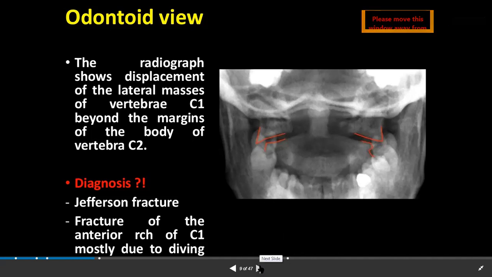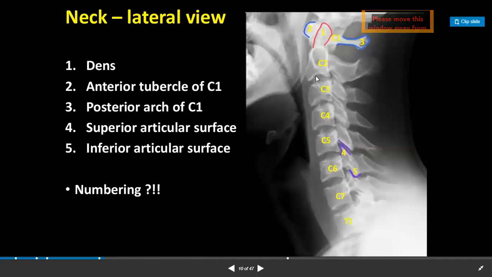Okay, deep sea diving. Now this is the lateral view of X-ray which we have in our lab also, which you should read. In the lateral view we are able to see this first projection. What we are finding is dens, which is the projection coming from the second cervical vertebra, that is axis, right? Then this is the anterior tubercle of the first cervical vertebra, that is atlas. Then this is the posterior arch and also the spinous process of the first cervical vertebra.